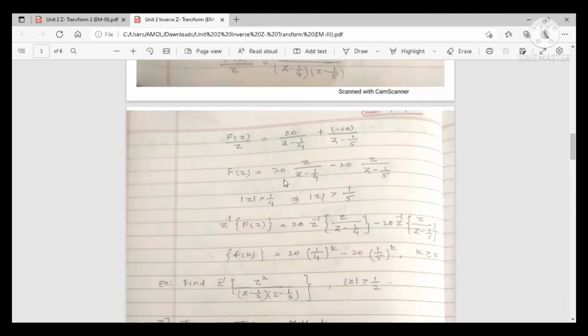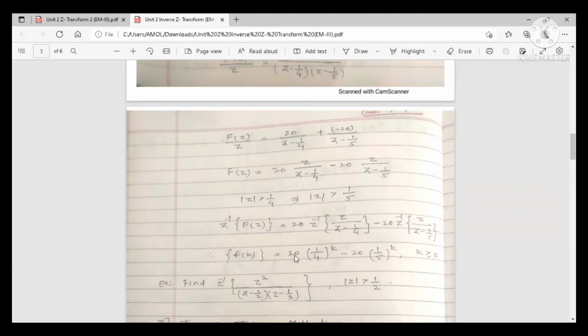Now apply the inverse z transform to this function on both sides. So the inverse z transform of f of z is equal to 20 into the inverse z transform of z upon z minus 1 by 4 minus 20 into the inverse z transform of z upon z minus 1 by 5. So the inverse z transform of f of z is the sequence f of k, equal to 20 into the inverse z transform of z upon z minus 1 by 4. And the inverse z transform of z upon z minus a, when mod z is greater than mod a, is a raised to k for k greater than or equal to 0. In place of a, there is 1 by 4, and in the second term it is 1 by 5.